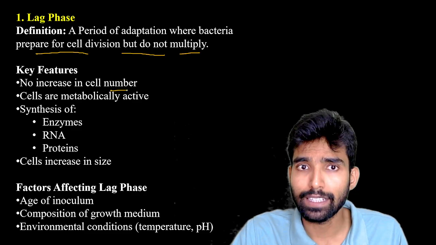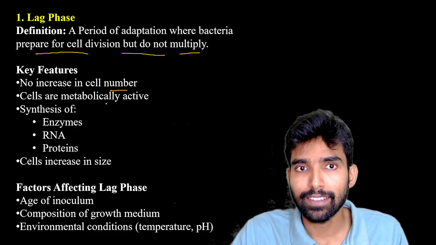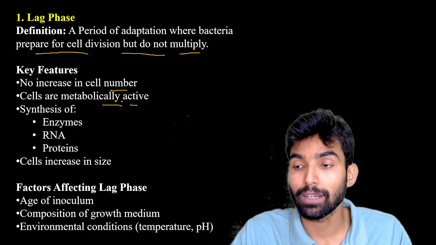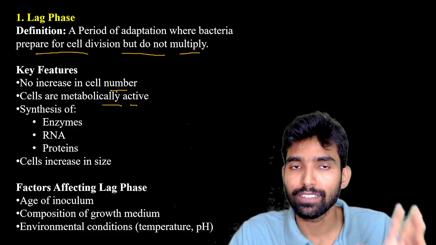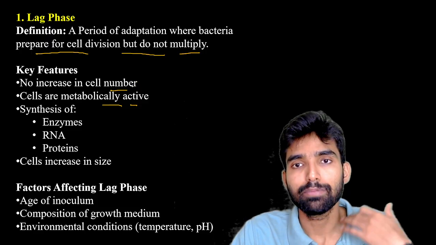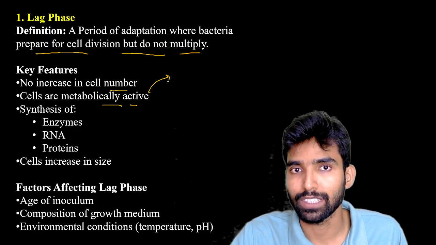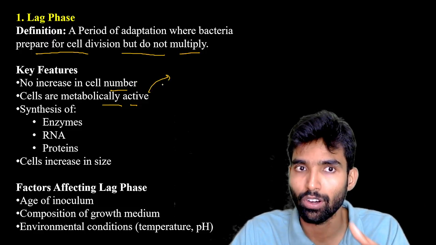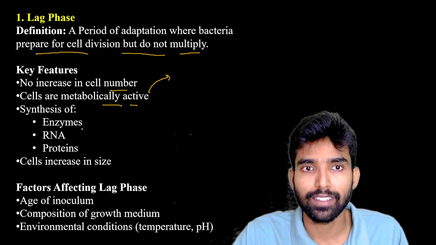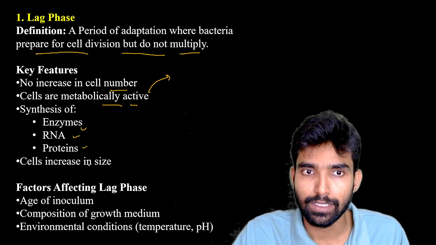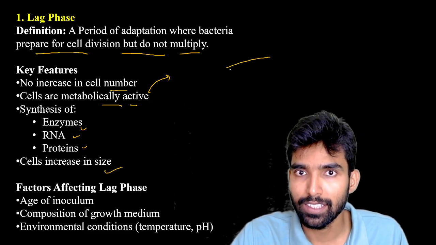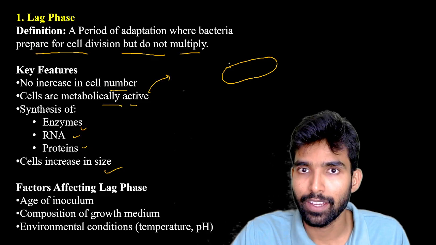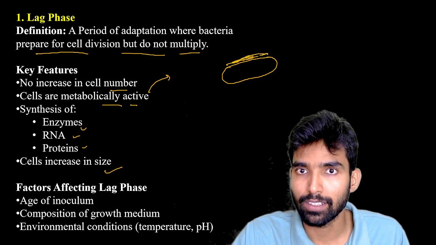So here there is no increase in cell number. Cells are metabolically active. If someone asks you whether bacterial cells are metabolically active in lag phase, yes, they are metabolically active and they are preparing for the next round of division. It's not that the bacteria has lost all its metabolism. Here they synthesize enzymes, RNA, protein. The cell increases in size. Let's say one bacterium is there, and over it one peptidoglycan layer is there, that we will see maybe in tomorrow's class.